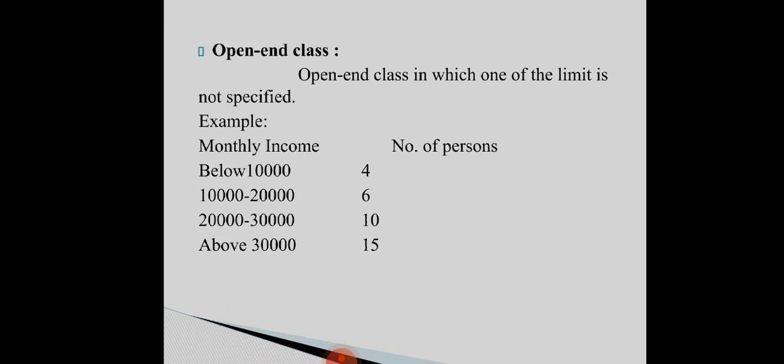Open-end class. Open-end class means a class in which one of the limits is not specified. For example, below 10, 10 to 20, 20 to 30, or above 30 is an example of an open-end class. Or another example, below 10,000, 10,000 to 20,000, 20,000 to 30,000 and above 30,000.